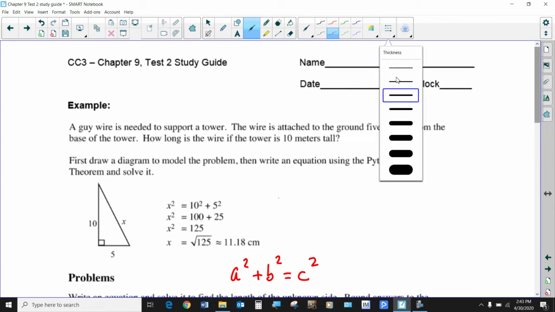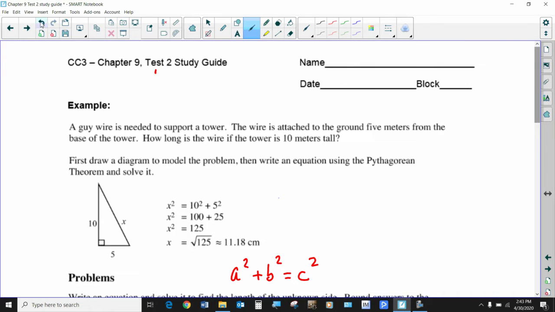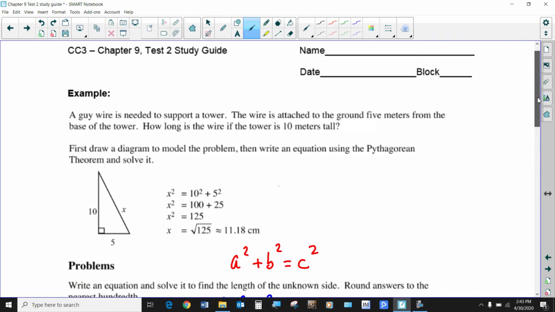Alrighty, let's take a look at the study guide. Hopefully you've worked through all these problems and are ready for the test, but let's just take a look at it and make sure that you're getting everything correct.